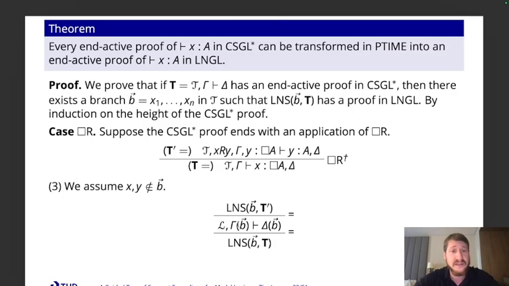In the third case, we have that B does not go through X or Y. This is quite similar to the second case that we looked at in the implication left case of the inductive step.